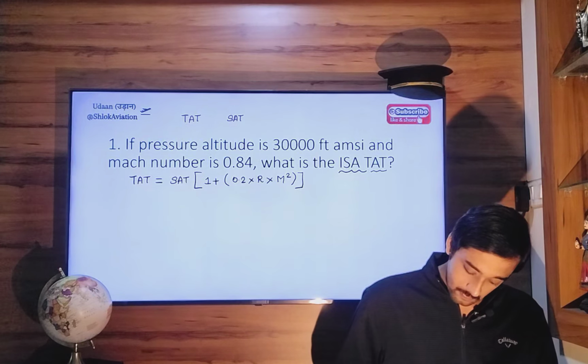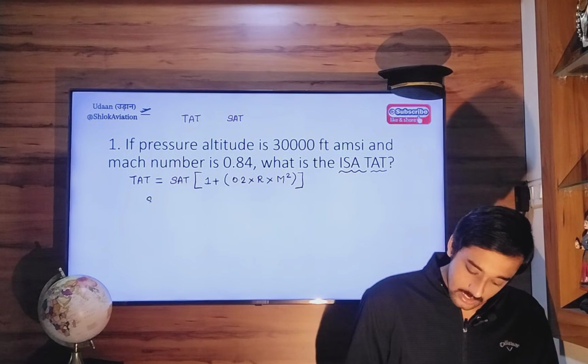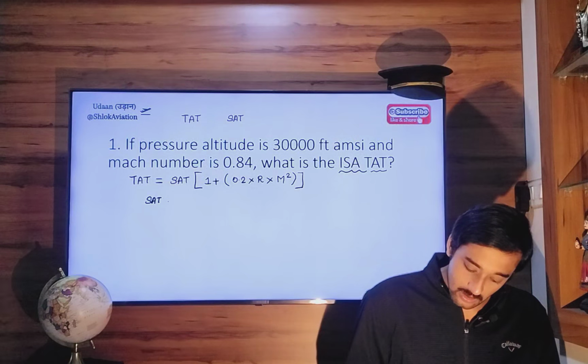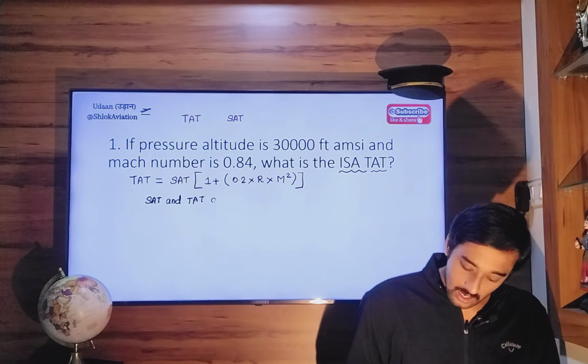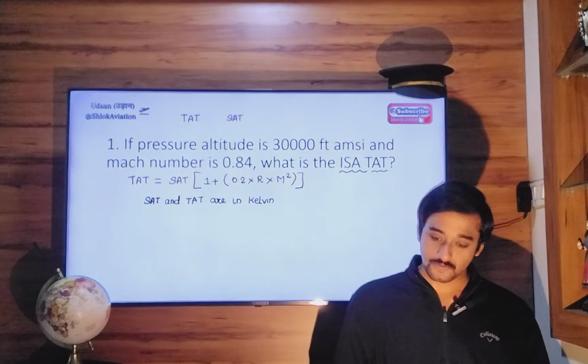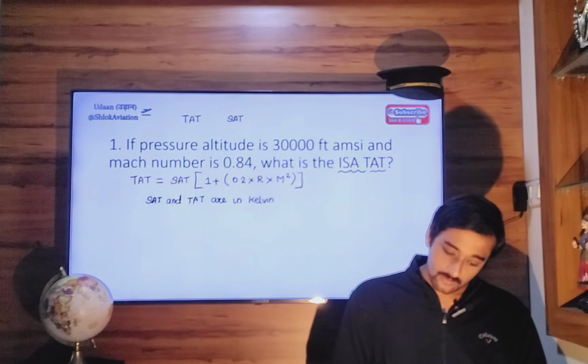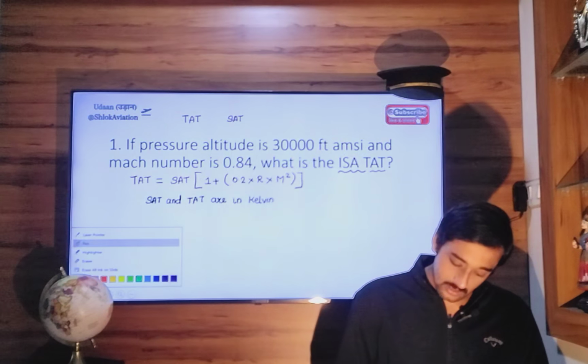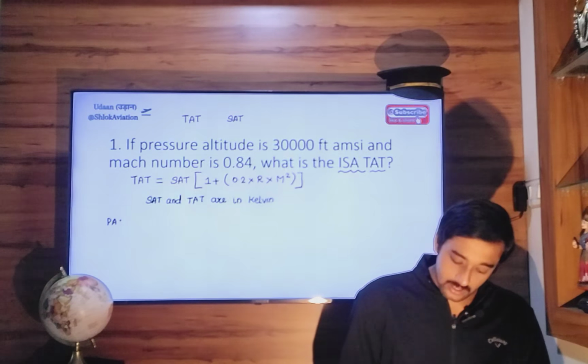Now over here, remember static air temperature and total air temperature are in Kelvin. In this formula, they are in Kelvin. Okay. So what is the pressure altitude? Pressure altitude is 30,000 feet.